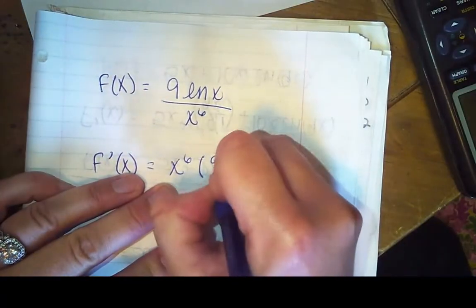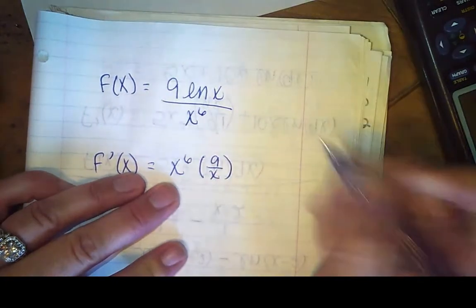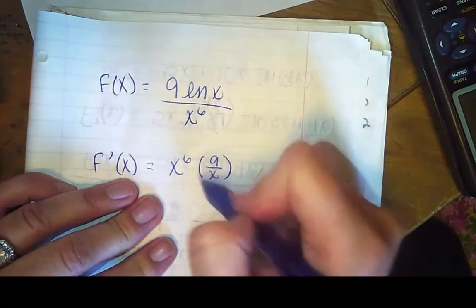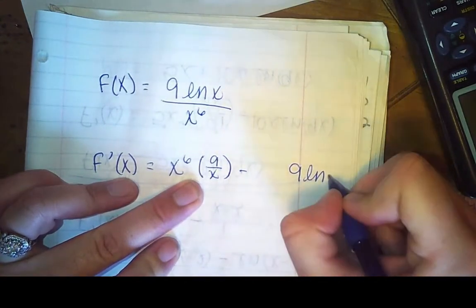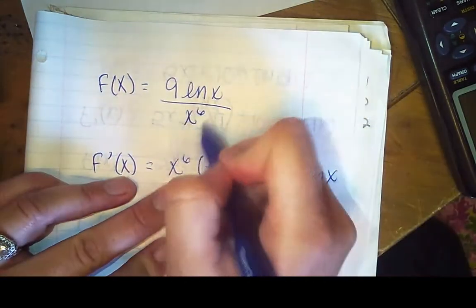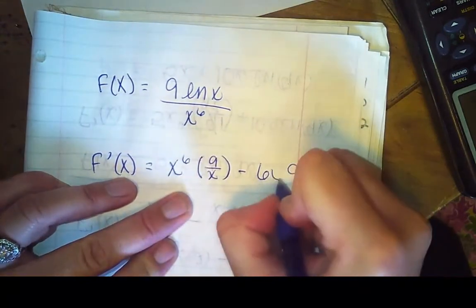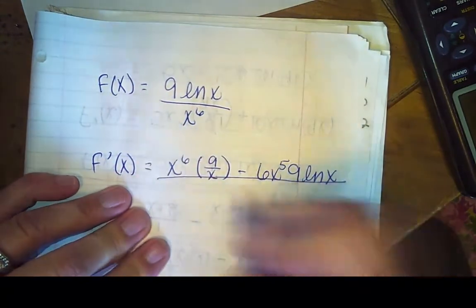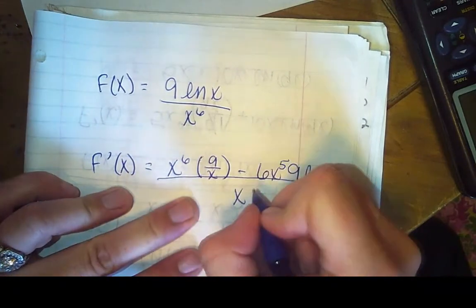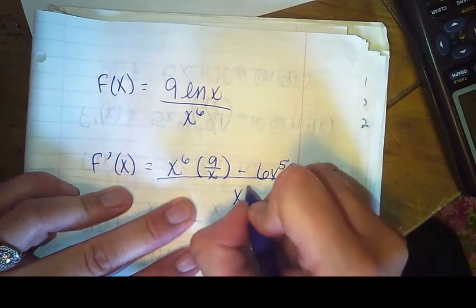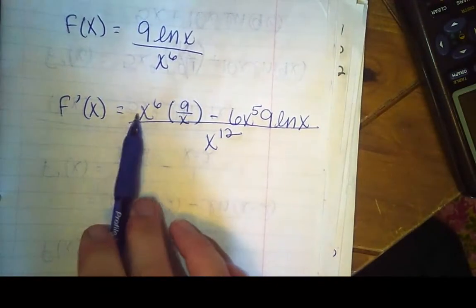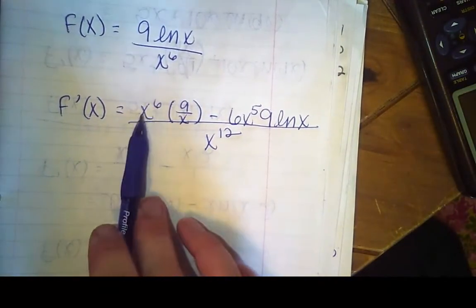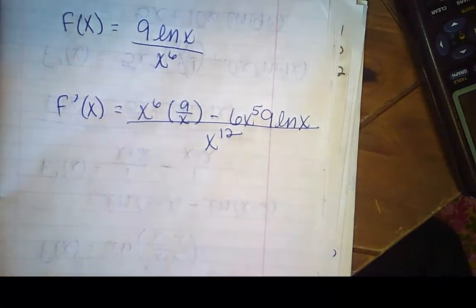So this is a 9 over x. So bottom times the derivative of the top, minus the top times the derivative of the bottom, which is 6x to the 5th, all over the bottom squared. So x to the 6th times x to the 6th is x to the 12th. If you want to clean this up a little bit, you could rewrite that as just x to the 5th times 9. Okay, you don't have to, but you can.